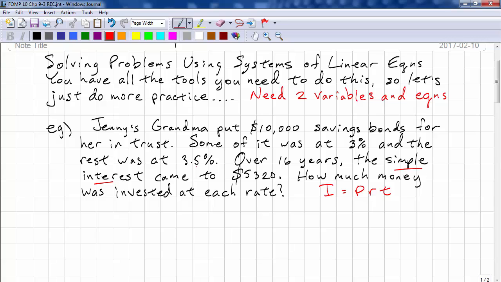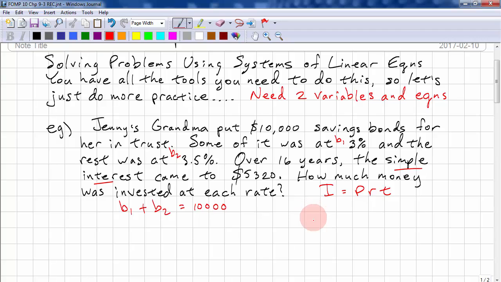Okay, before we can do any equations, we need to have variables. So we'll have B1 as the amount at 3%, and we'll have B2 as the amount at 3.5%. So it says $10,000, and some of it was at 3%, and the rest was at 3.5%. So these two added together must be 10,000.